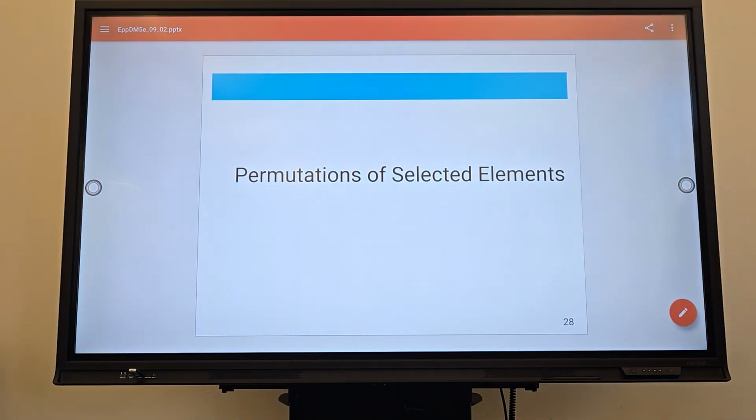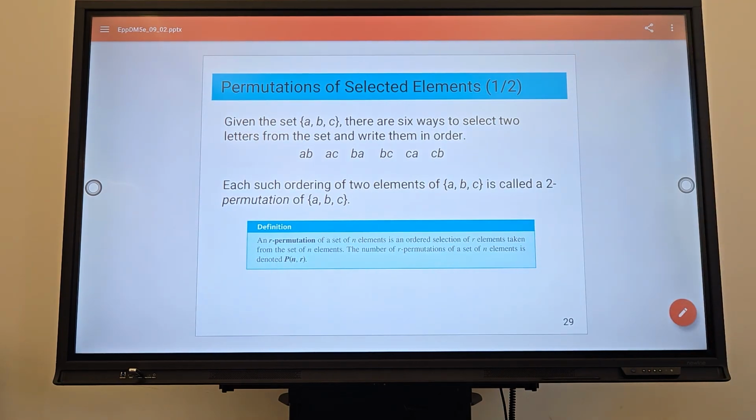Permutations of selected elements. Well, given the set A, B, C, there are 6 ways to select 2 letters from the set and write them in order. Each such ordering of 2 elements is called a 2-permutation of the set A, B, and C. An r-permutation of a set of n elements is an ordered selection of r elements taken from the set of n elements. The number of r-permutations of a set of n elements is denoted P(n, r).